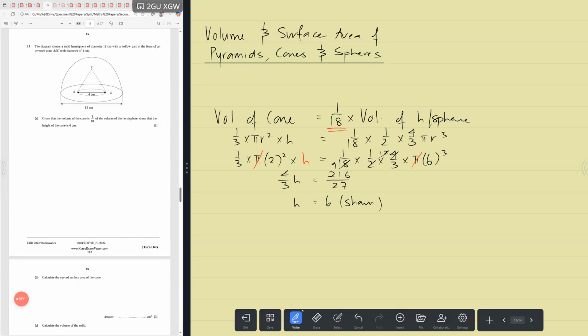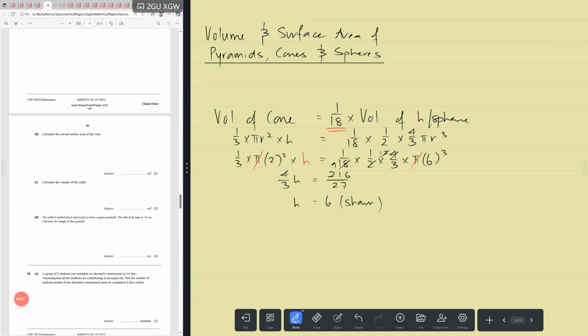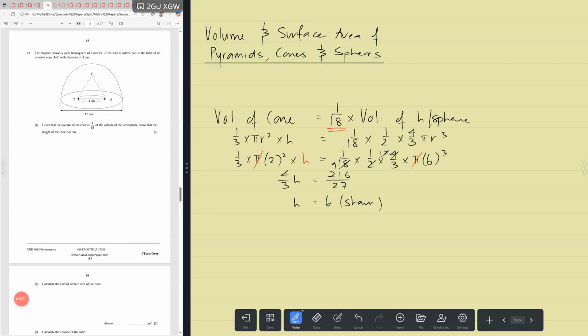Okay, the next part, let's look at this question. Calculate the curved surface area of the cone. The curved surface area of cone. So let's look at our cone here. In blue, the curved surface area of the cone is obtained by taking pi r l. Okay, pi times radius. We know the radius is equal to 2 cm. L is our slant height. Okay, this is our L.